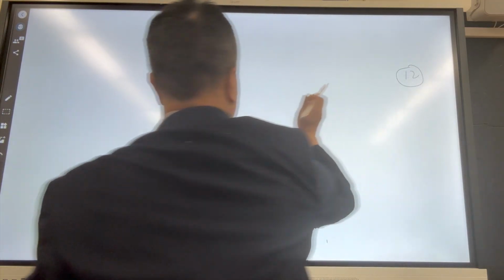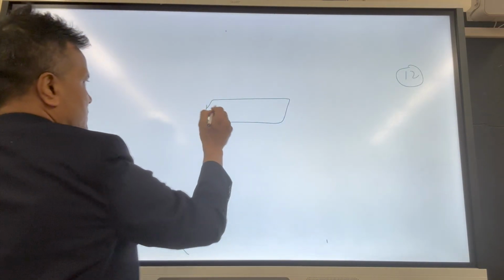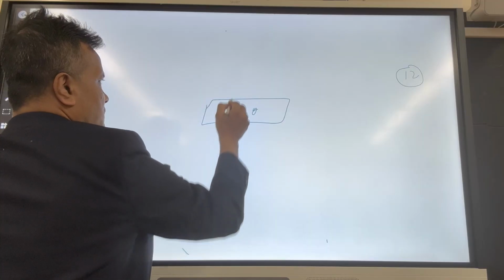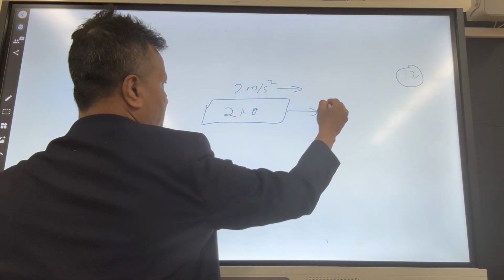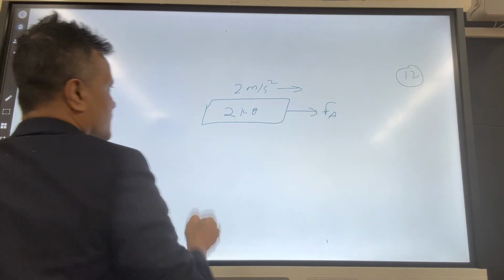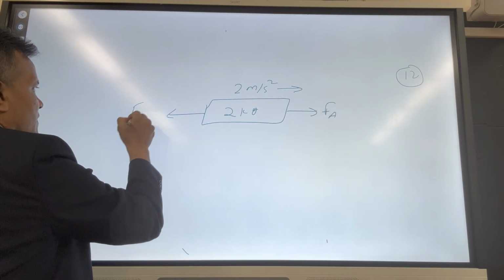Why is that? There is an object with 2 kilogram that moves with 2 meter per second squared to the right, has an applied force and has a force of friction.